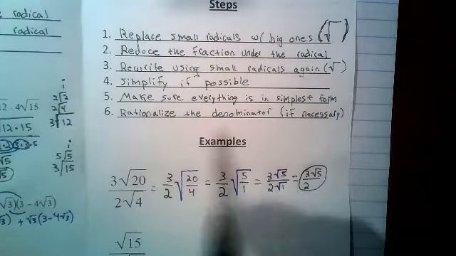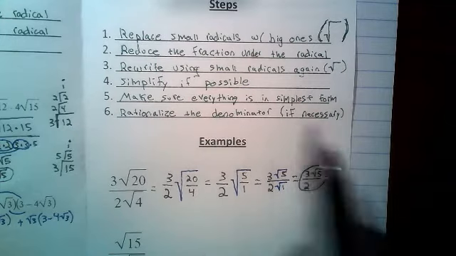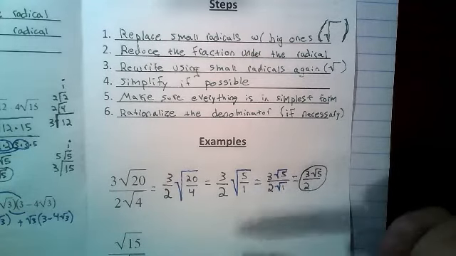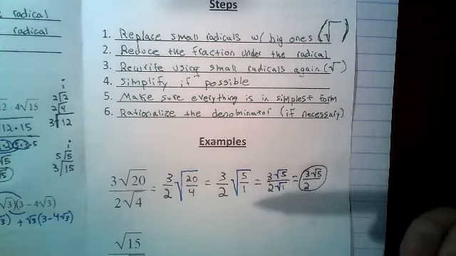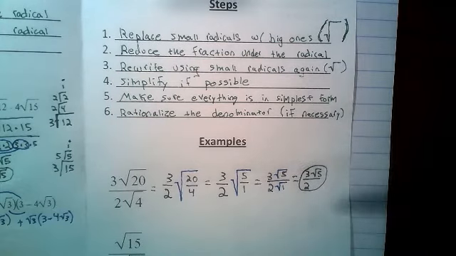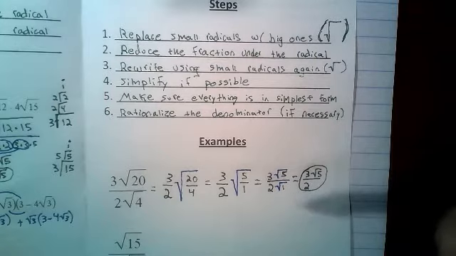radicals. Step 6 does say rationalize the denominator if possible. Now actually I haven't shown you how to rationalize a denominator, and it's actually not called for in these two examples. On the back side of this page there is a rationalizing the denominator process, and there will be a video that goes along with that.